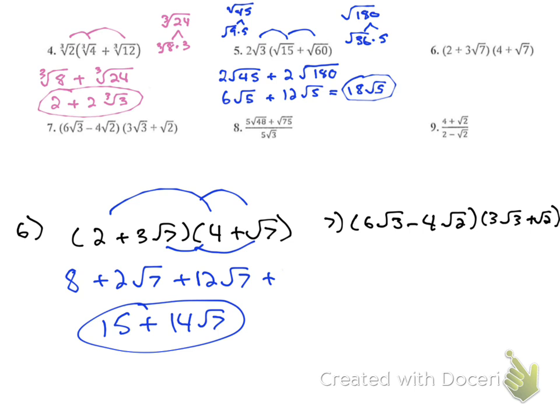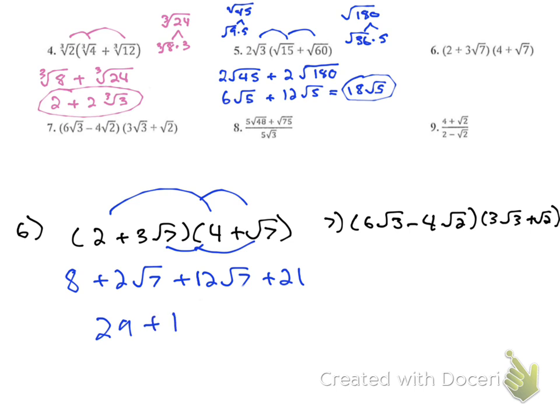Rusty. Long weekend. I made that same exact mistake. That should give you 21. So that will then give you 29 plus 14 square root of 7.